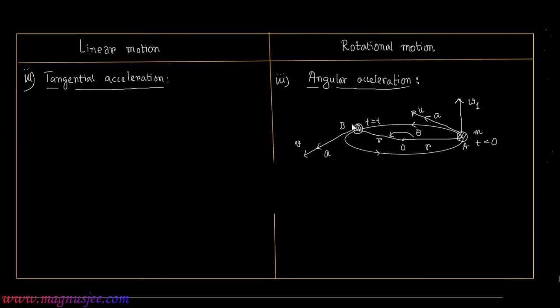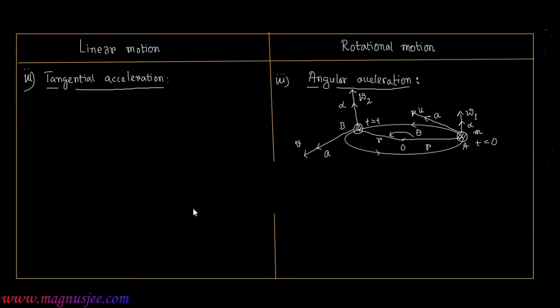V is the final tangential velocity. At the point B, final angular velocity is omega 2. Omega 2 is the final angular velocity of the body at the point B. Alpha is the angular acceleration. And here omega 1 is the initial angular velocity of the body at the point A at instant t equals 0 second.